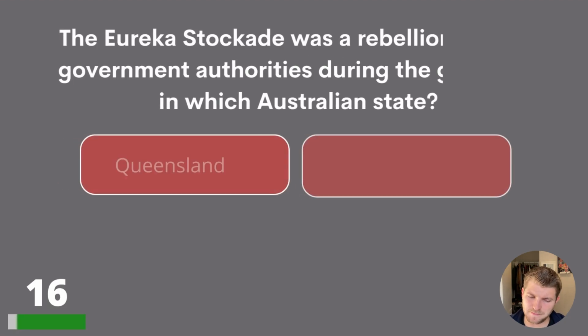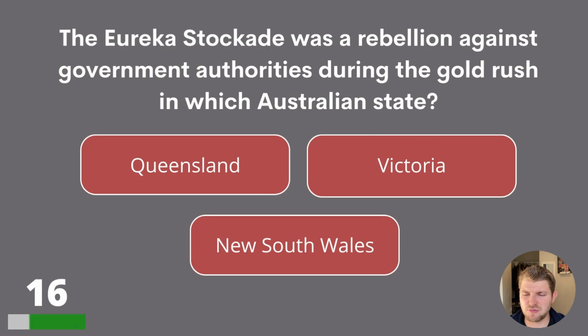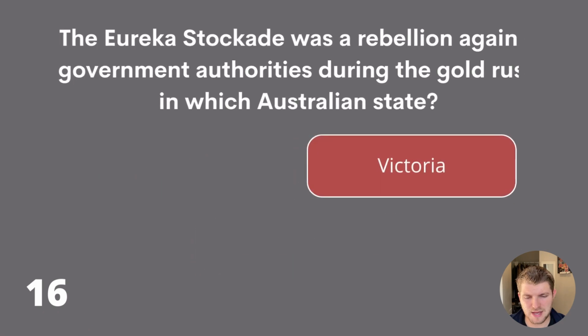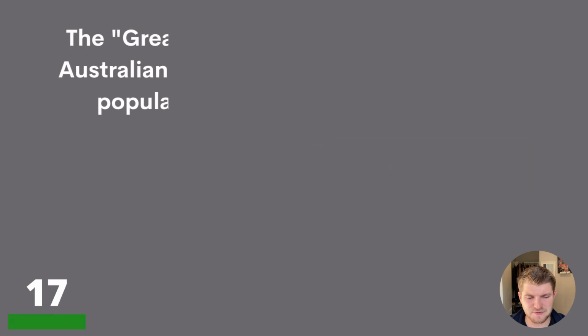Here's question 16. The Eureka Stockade was a rebellion against government authorities during the gold rush in which Australian state? Queensland, Victoria, or New South Wales? The answer is Victoria.